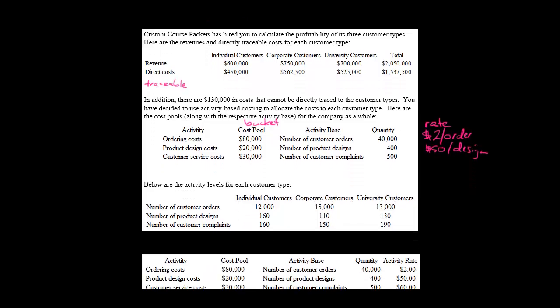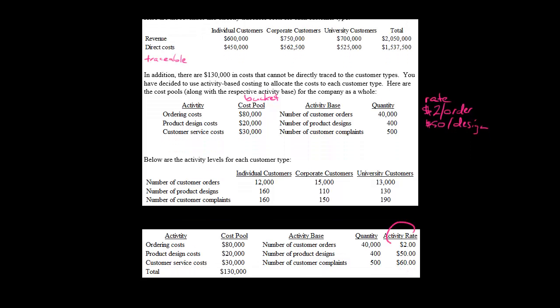And I've laid this out in a table to make it more clear for you. So here are our activity rates. And then the customer service costs. There are any number of activity bases you can use for this, but I use the number of customer complaints. Let's say the company believes that's the best way of measuring customer service costs.